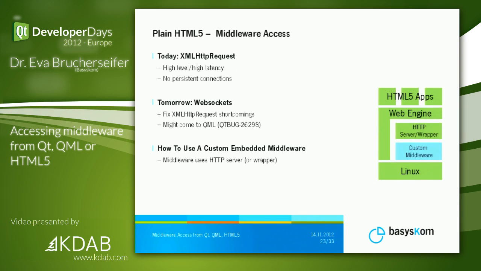Okay, if you have plain HTML5, how could you access your middleware? The most well-known access method is XML HTTP requests, or AJAX. So you just get, post, put, and delete via HTTP. This has worked well for a long time, but it's a very high-level access method. It doesn't really support persistent connections, and it has high latencies if improperly used.